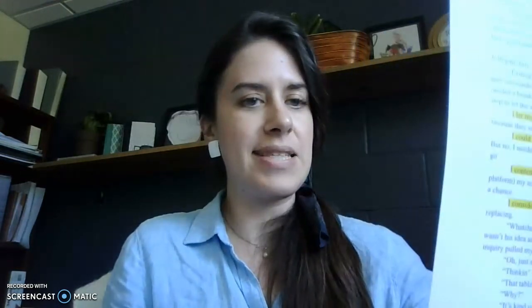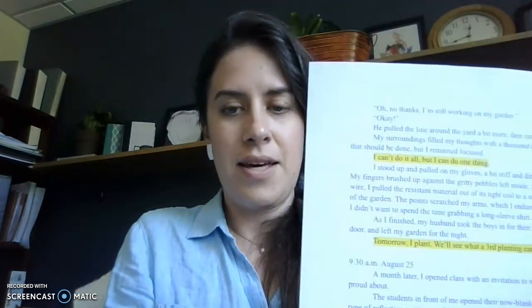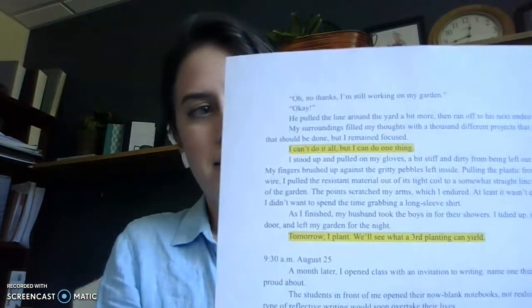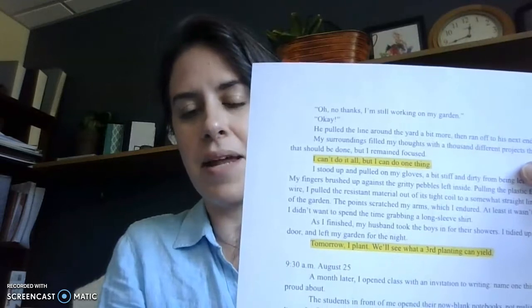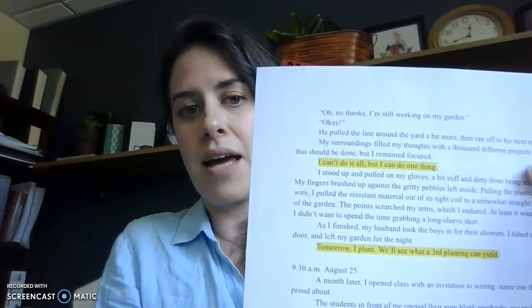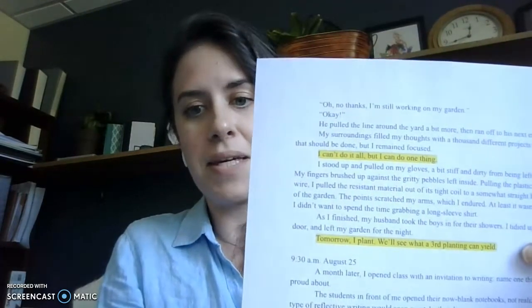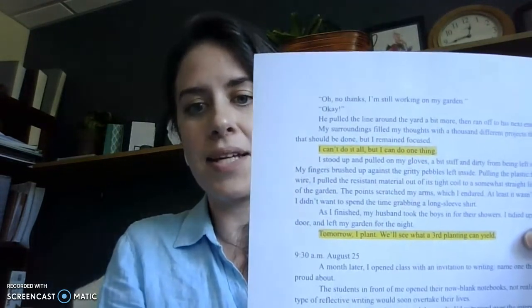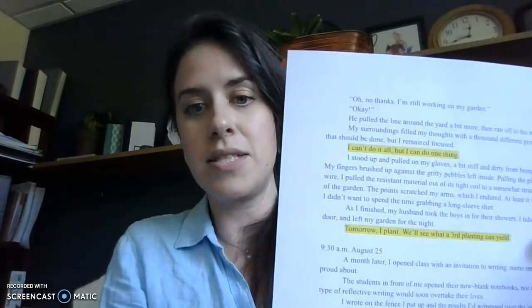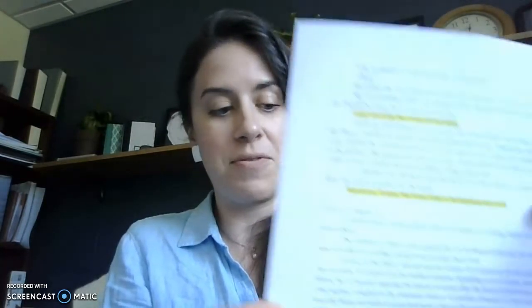There are a couple of places that I use single sentence paragraphs that I thought really worked. In particular, I think this does, because this is a really significant thing where I say I can't do it all, but I can do one thing. So I thought that was really central to the message of this piece. And this looking ahead: tomorrow I'll plant, we'll see what a third planting can yield. So that's a single line paragraph really emphasizing the hope for the future.